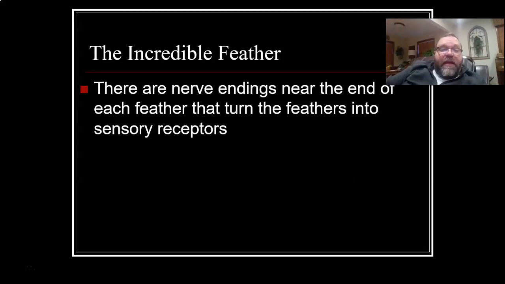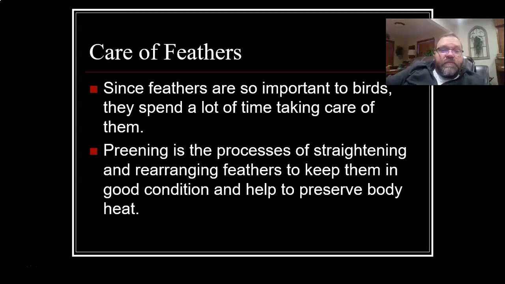There are nerve endings at the end of each feather that turn the feather into sensory receptors. Just like we have senses at the end of our fingers so that we can feel things, birds can feel things through the end of their feathers also. Since feathers are so important to birds, they spend a lot of time taking care of them. Preening is the process of straightening and rearranging feathers to keep them in good condition and help to preserve body heat.